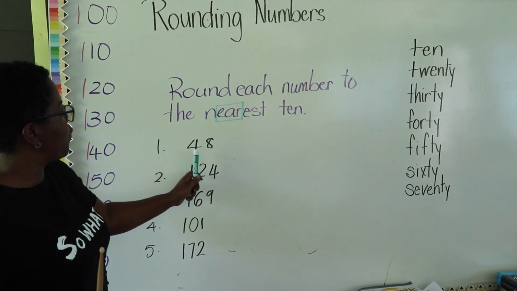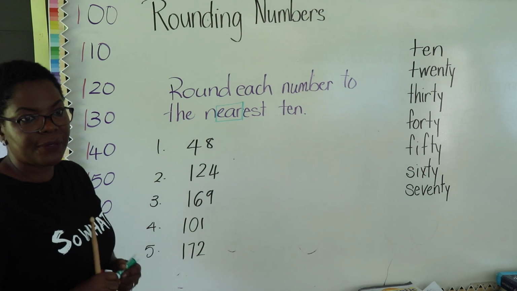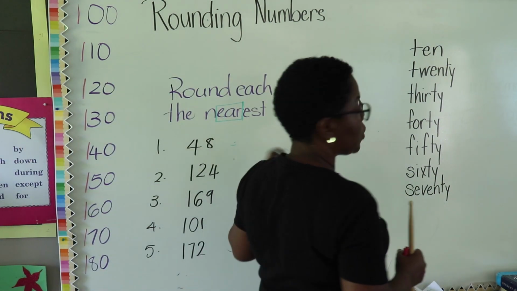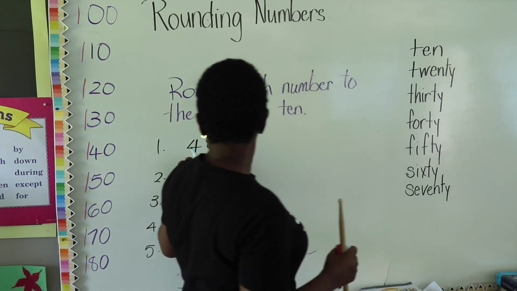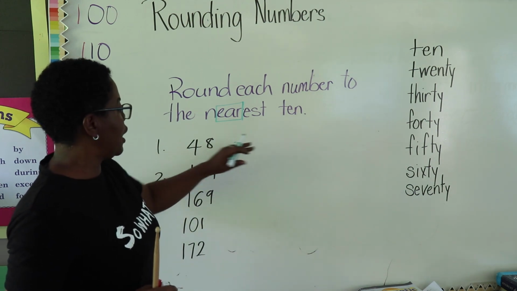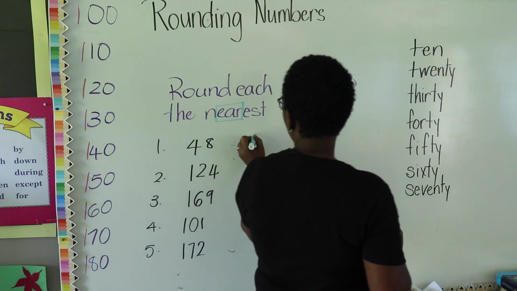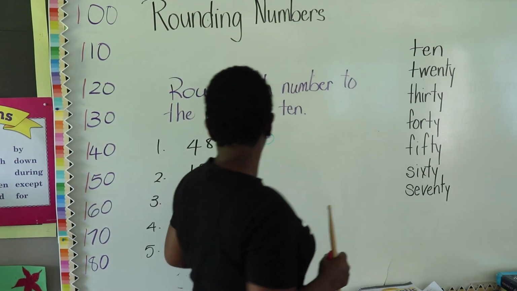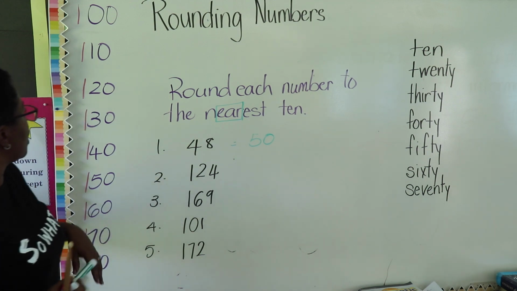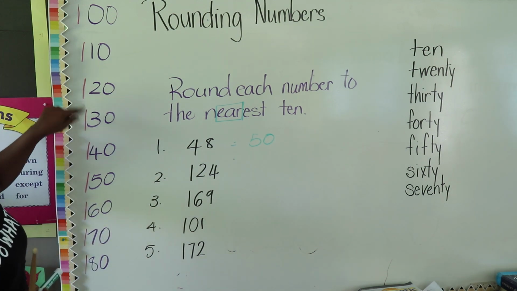We are rounding 48 to the nearest 10. 48 comes between what two tens? 40 and 50. So we round this to? This is approximately 50. 124 comes between what? 120 and 130. We're going to round it to? 120. Approximately 120.